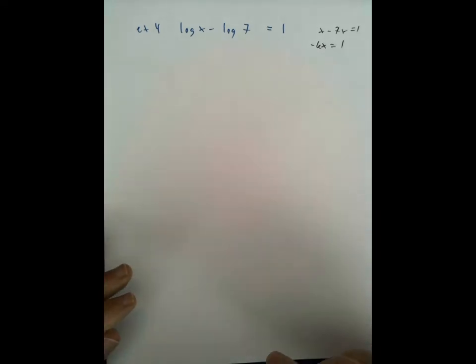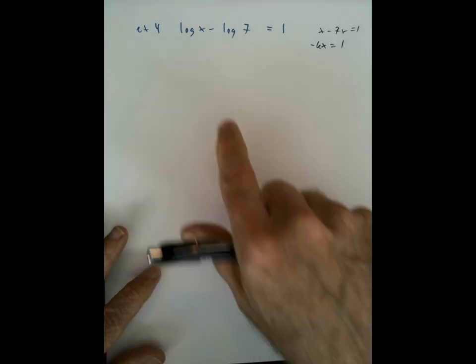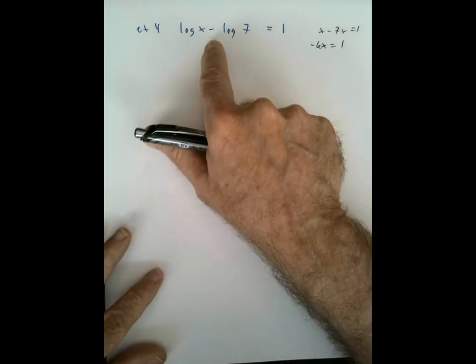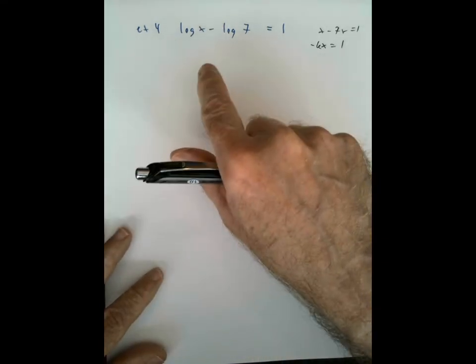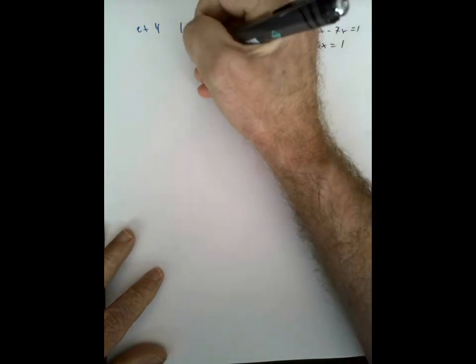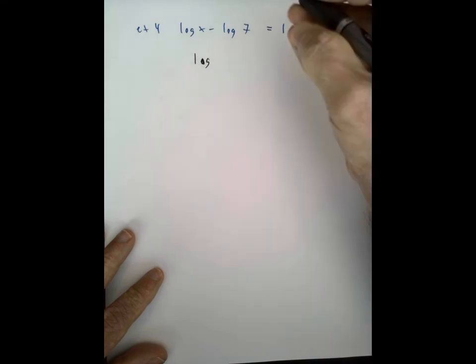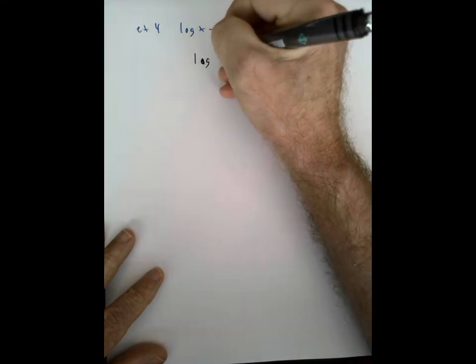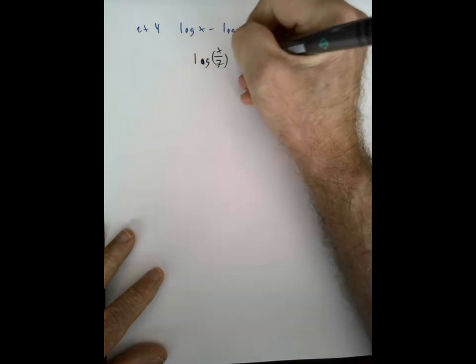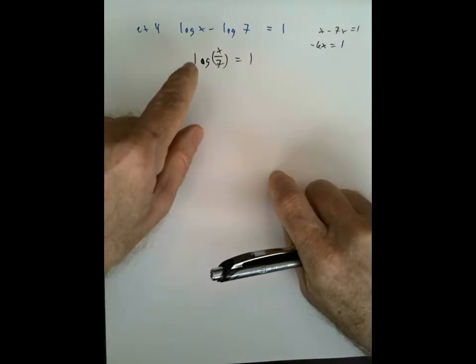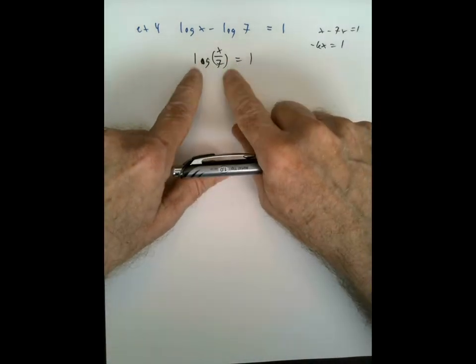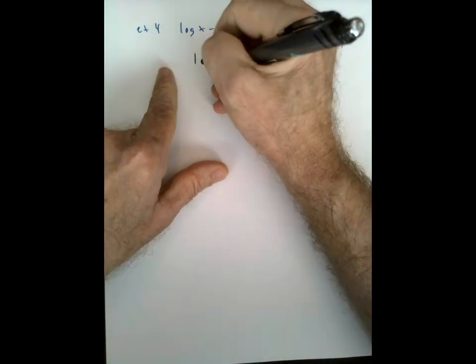Now we're going to compress using our compression technique that we learned before. Subtraction on the outside is division on the inside. So this compresses to log of, and that's log base 10, of x divided by 7 is equal to 1, right? And this is log base 10 there, right?